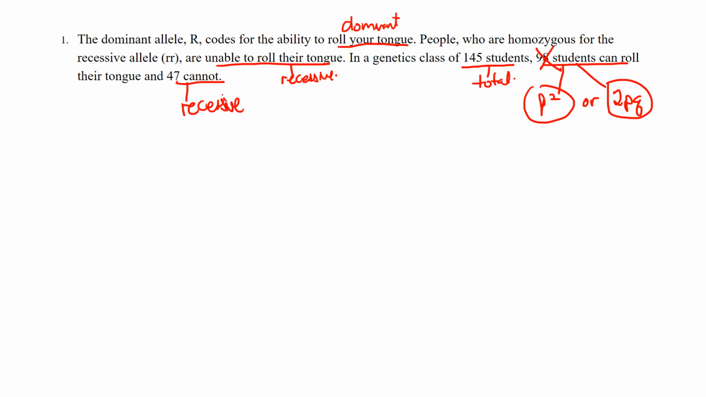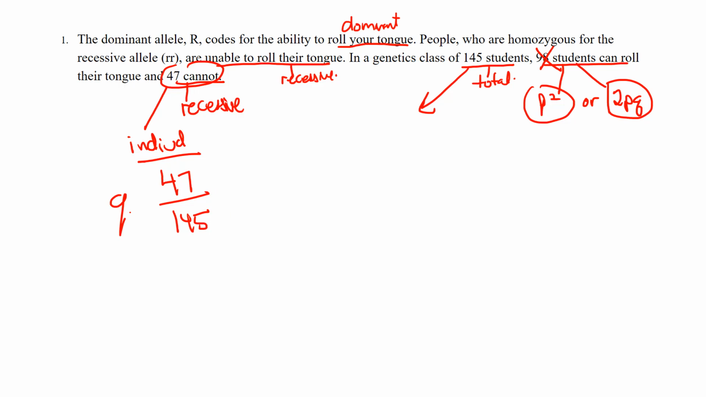So when we look at the recessive, 47 cannot. Now, this is the number of individuals. And if you remember in our notes, when you have a number of individuals, we can't just take that number. That's not the frequency. We have to come up with the frequency ourselves. So when they give you the number of individuals, take the number 47, that can't, over the total in the study. So that's why this was important. 145 students total. And when we come up with this, this is going to give us Q squared.